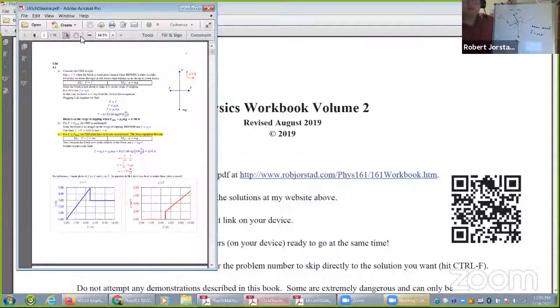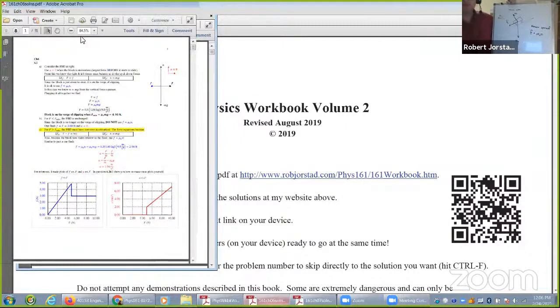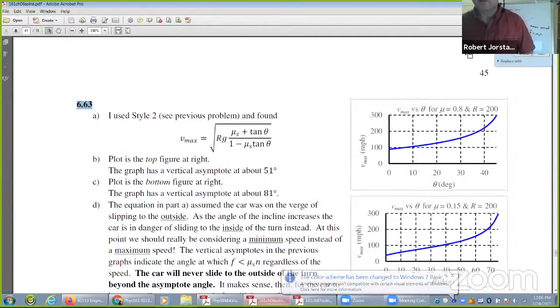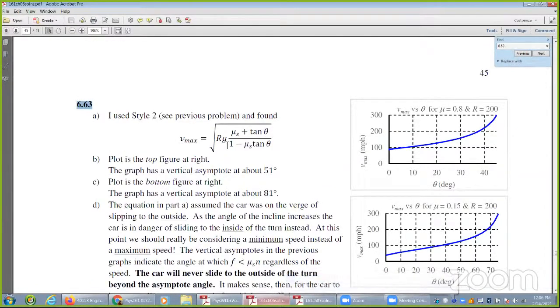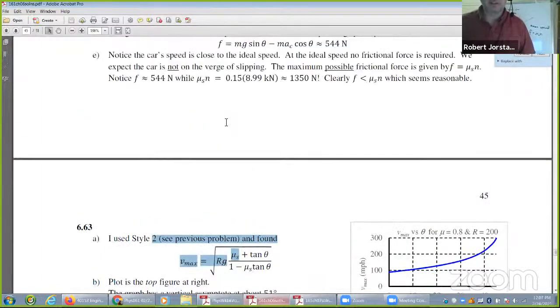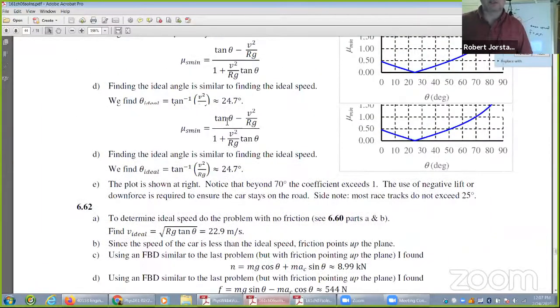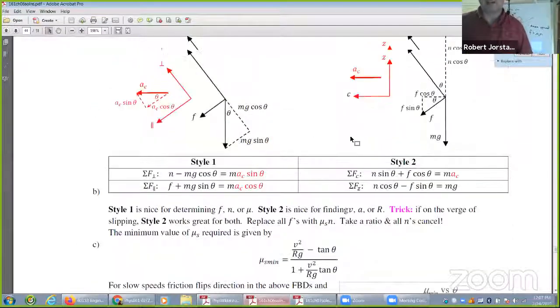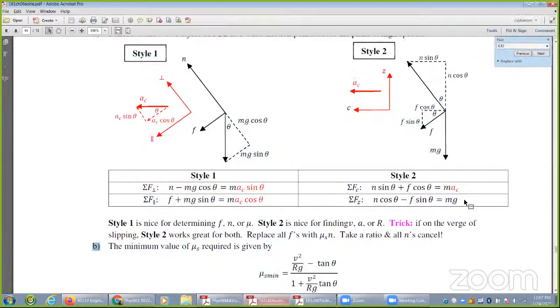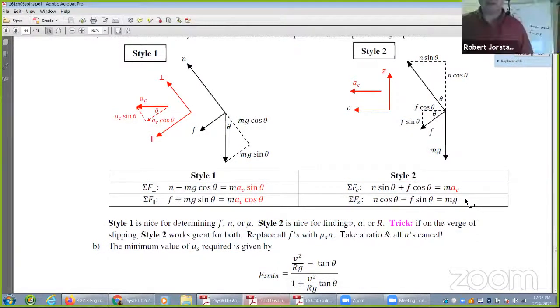So let me just get up here. Oh, I've got this one. Hold on, got a lot of stuff open here. Let me hit Control F. I think you said it was 6.63. That one. Okay. Oh, I see. So just doing the algebra. So it says I use style 2. See the previous problem. So let's go back to, I guess it was a couple problems ago. I used this style right here. Do you agree this one looks about the same? Yes. And so in this case, I used basically these equations.